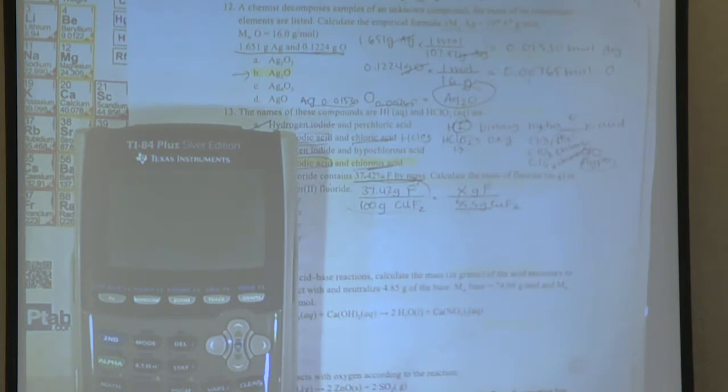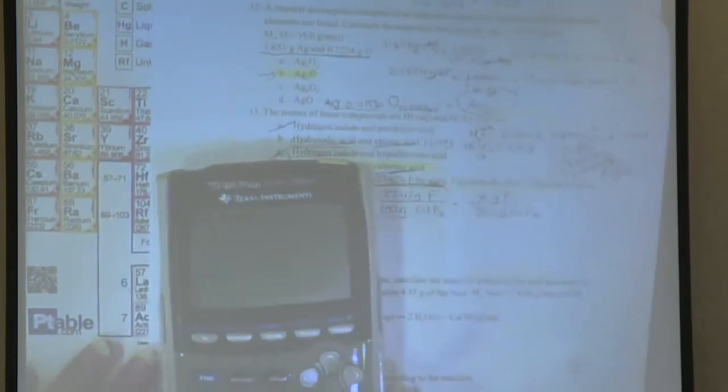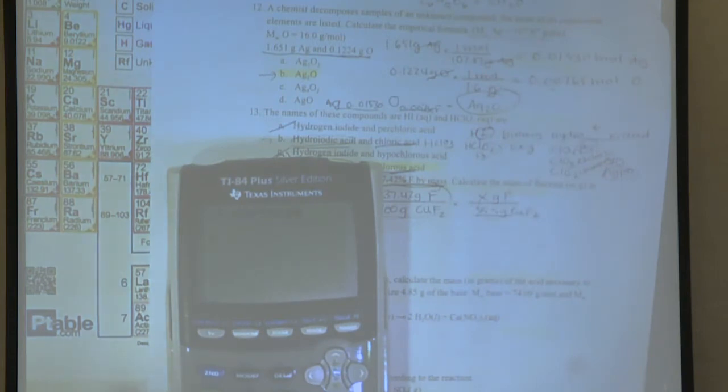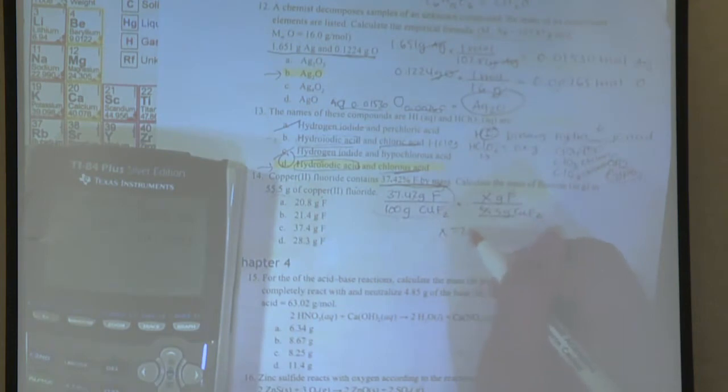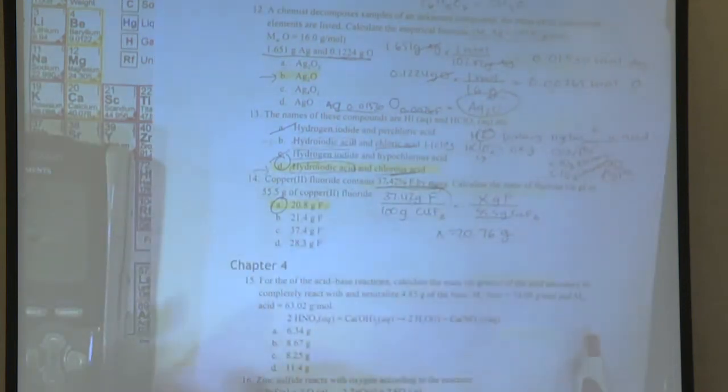So 37.42 times 55.5, and I'm going to divide that by 100. I should get 20.76 grams, which is right here. Good.